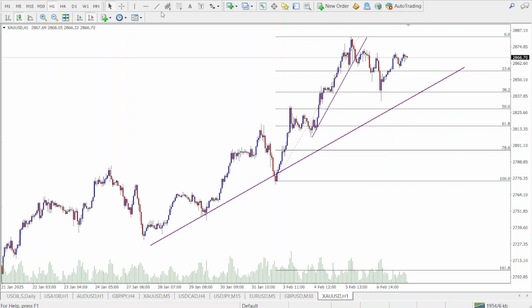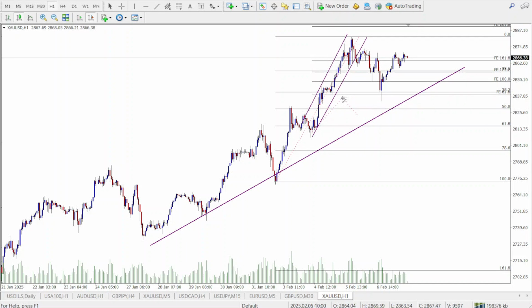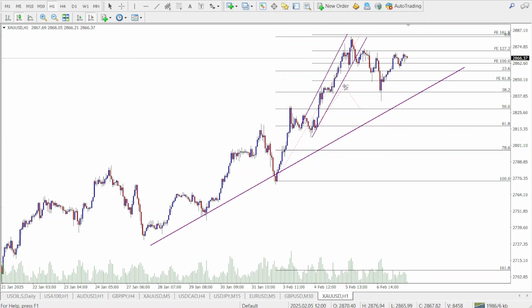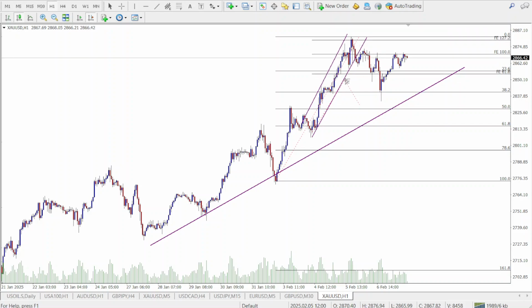This is the impulse wave, this particular move. All right. You have to identify a strong price movement known as an impulse wave. Then what you have to do next is to place the Fibonacci expansion tool from the start of the impulse wave to the end of the impulse wave. Can you see that? From the start of the impulse wave to the end of the impulse wave.